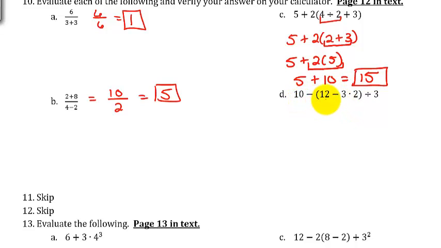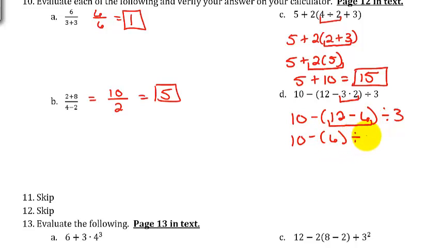10 minus the quantity 12 minus 3 times 2, and then divide by 3. So again, we work inside the parentheses first, take care of this multiplication. We have 10 minus the quantity 12, and then 3 times 2 is 6, so that's going to be minus 6, and then divide by 3. So we still have one more operation in our parentheses, and that's to do 12 minus 6, which is 6, and then divide by 3. And so now we need to take care of our division. And so we have 10, and 6 divided by 3 is 2. So 10 minus 2 gives us 8.